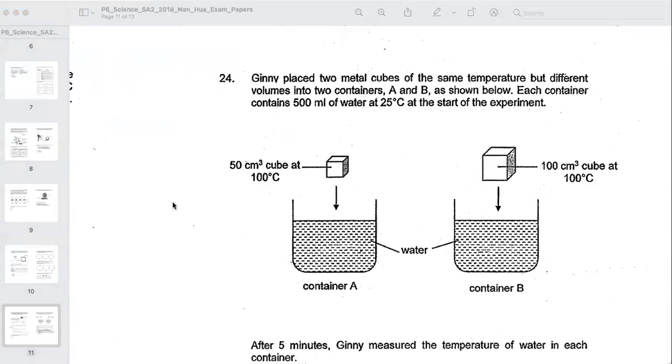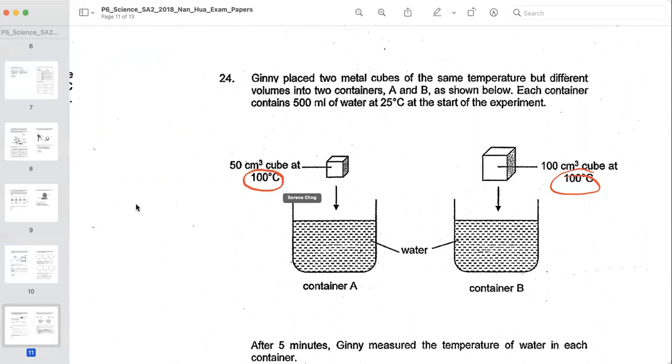Now let us look at question 24. Question 24 answer is option 1. Jeannie placed 2 metal cubes of the same temperature, but different volume. Now what you should know is when both are at the same temperature, the bigger volume cube will contain more heat. Why? Because for this bigger volume to reach 100 degrees Celsius, it must have gained more heat from the heat source, because there's more metal here. So this one contains more heat.